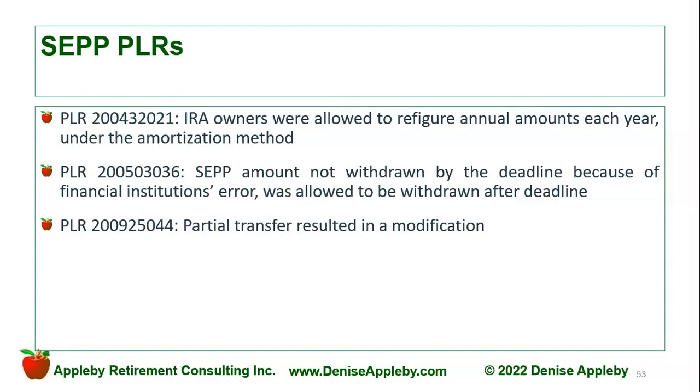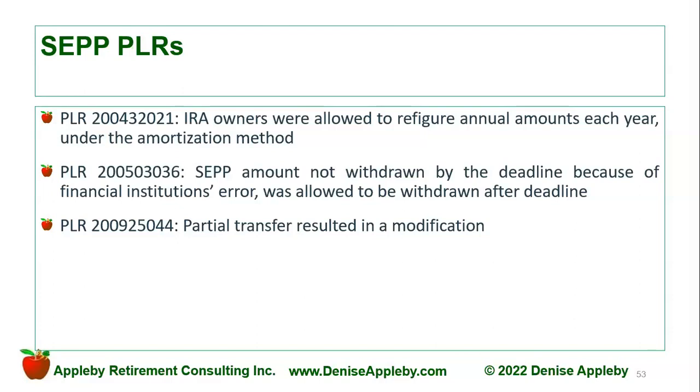Under 2004-32021, the IRA owners were allowed to refigure annual amounts each year, even though they were using the amortization method. Now, remember earlier I said once you start under the amortization or annuitization method, then you're locked into that amount. But the IRS made an exception for this person. Now, when someone starts a 72T, remember I said the same amount must be taken each year.